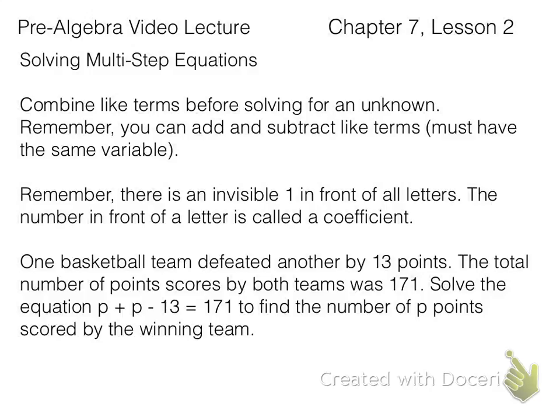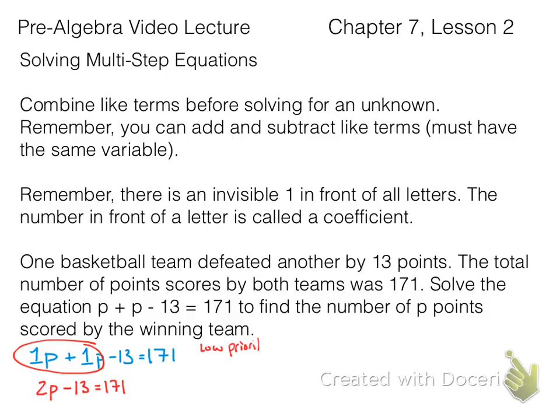Okay, so here's a word problem. One basketball team defeats another by 13 points. The total number of points scored by both teams was 171. Solve the equation p plus p minus 13 equals 171 to find the number of points p scored by the winning team. So, remember that there is a 1 in front of both of those p's, which means if we're going to combine like terms, it's going to be 2p, because 1p plus 1p is 2p.